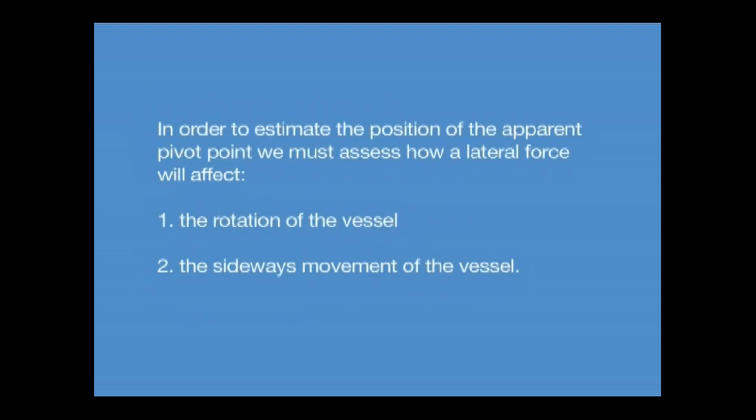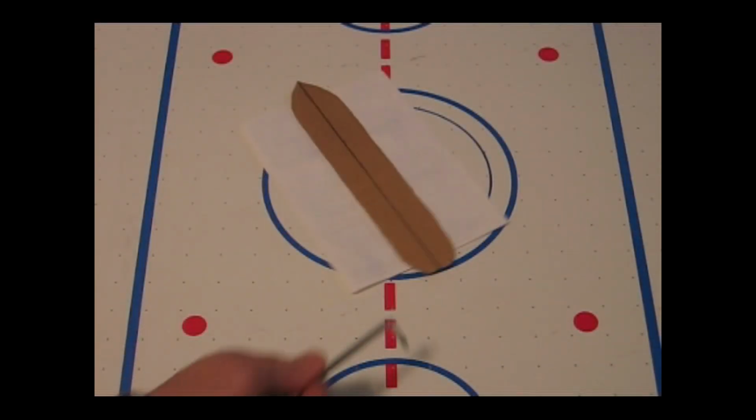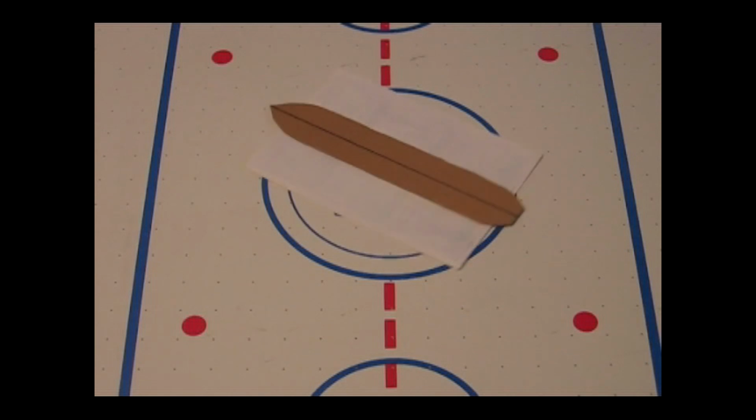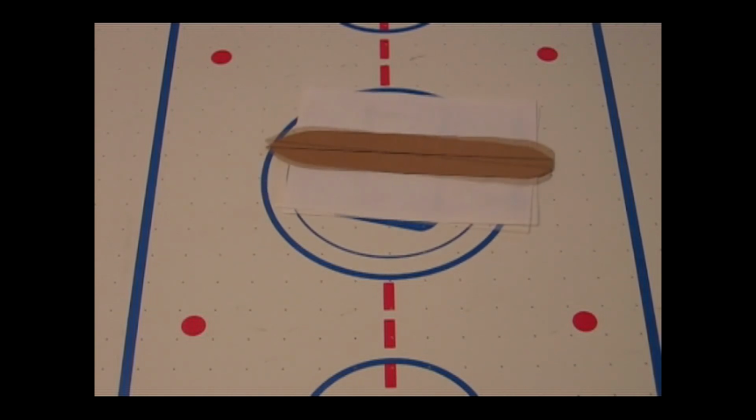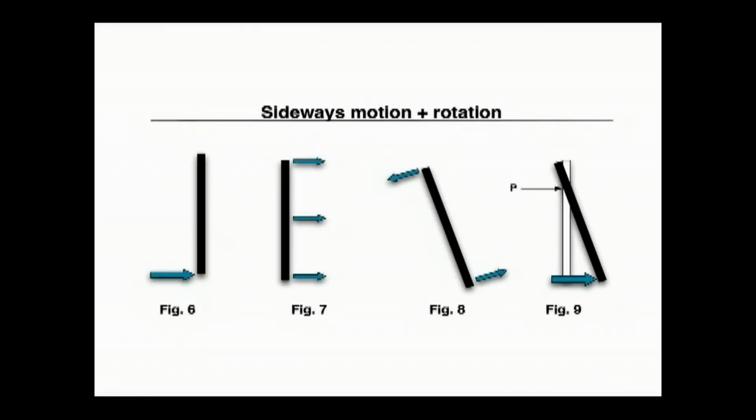In order to estimate the position of the apparent pivot point, we must assess how a lateral force will affect the rotation of the vessel, the sideways movement of the vessel. Let's suppose that you have a bar-shaped body at rest in space and you apply a lateral force on it at one end. The resulting motion can be decomposed in two parts.